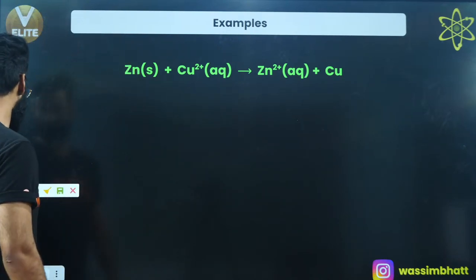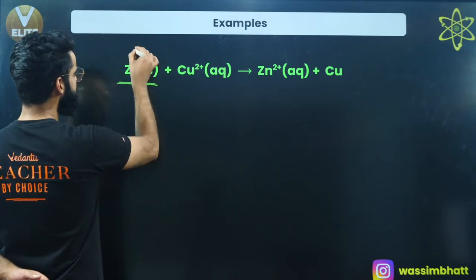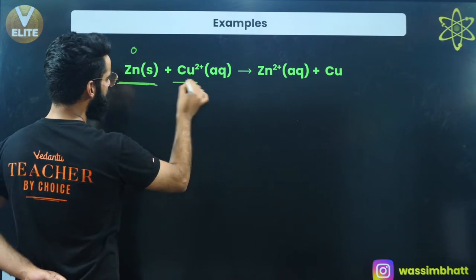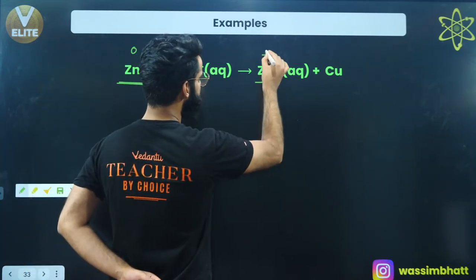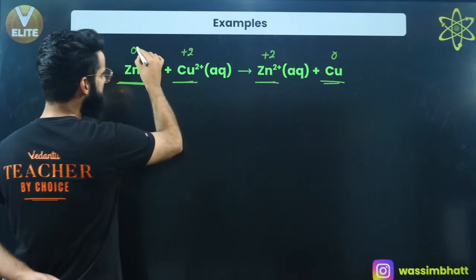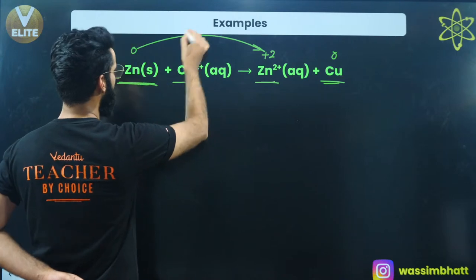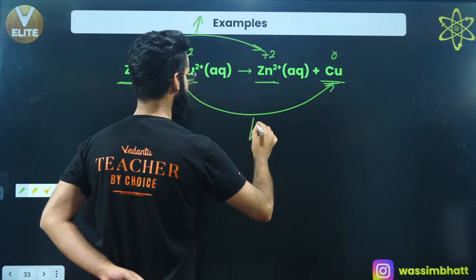Now people understand. Zinc does not have any charge, so oxidation state is 0. Copper has the charge of plus 2, oxidation state plus 2. Zinc has the charge of plus 2, oxidation state plus 2. Copper does not have any charge, oxidation state is 0. Is the oxidation state of zinc increasing or decreasing? Oxidation state of zinc is increasing. Oxidation state of copper is decreasing, right?